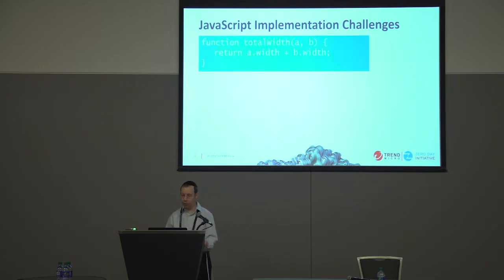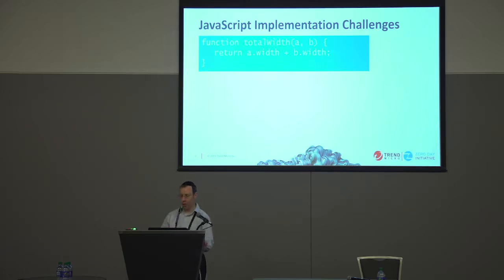So now let's start to drill down a bit into what makes it challenging to execute JavaScript with decent performance. Here's a little example. Let's say the browser is executing some JavaScript code on a web page, and the JavaScript code creates some objects that have width and height properties. And within the JavaScript code, there's a function written just like this one here, total width, that's just supposed to calculate the total width when it's given two objects.